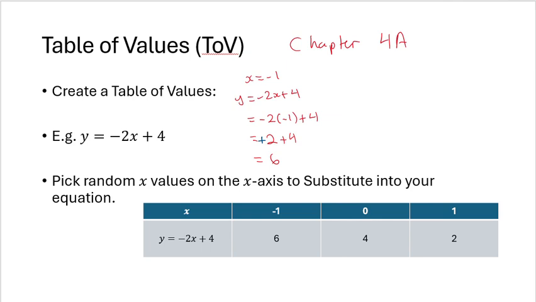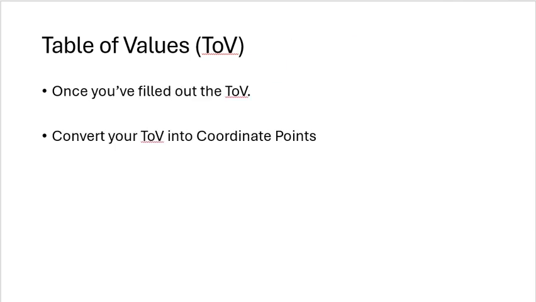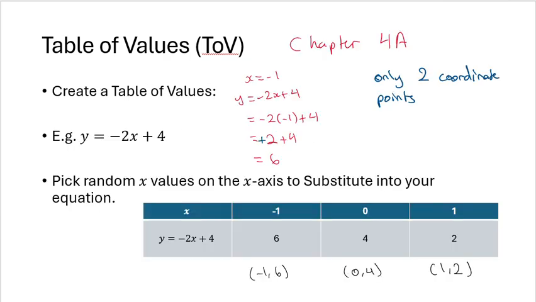And you're going to do the same. Just remember, all you need is two coordinate points. That's all you need. And if you want to write these as coordinate points, you just write negative 1, 6. Vice versa. Over here, I've already done it for you, 0, 4, and then 1, 2, just like that, okay? So I've already set it up. Once you fill out your table of values, convert it into coordinate points. I've just done it for you already, okay?